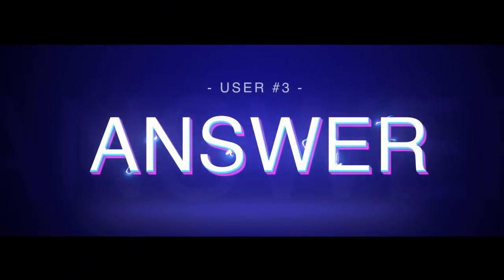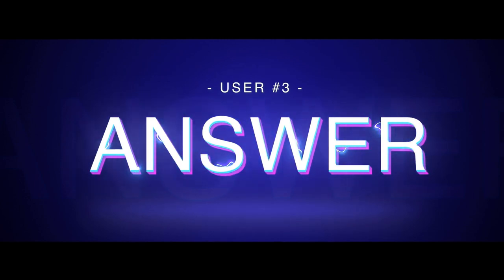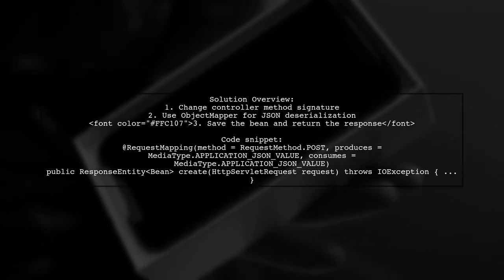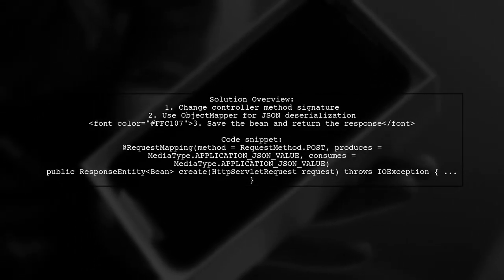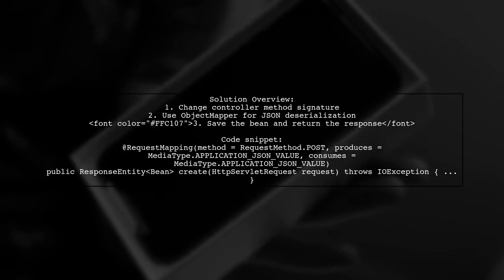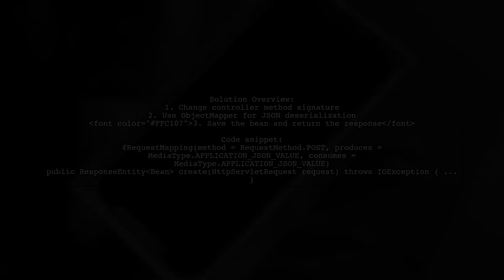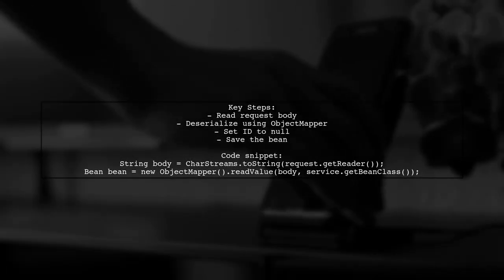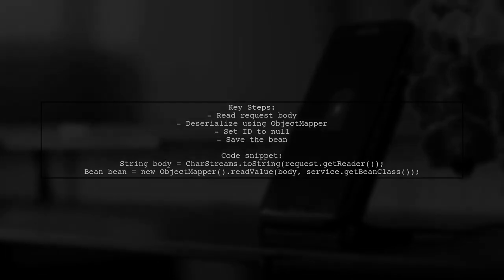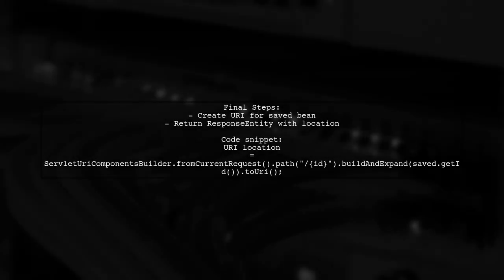Let's now look at another user-suggested answer. To resolve the Jackson exception related to unresolved forward references, you can modify your controller method. This allows you to have full control over the JSON mapping process. In the modified method, you read the request body, deserialize it into a bean object, and save it using your service. Finally, you create a URI for the newly saved bean and return it in the response, ensuring proper handling of the created resource.